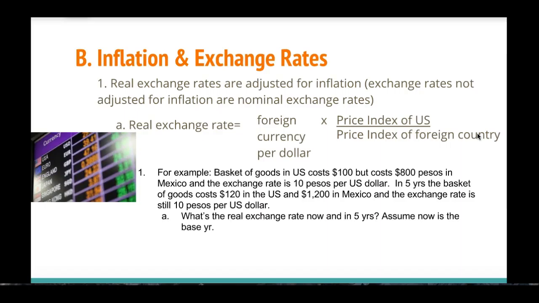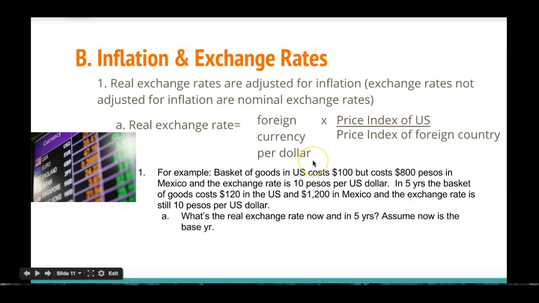Okay, so first of all, for now, we are going to take the foreign currency per dollar. So what's our foreign currency per dollar? Our currency is pesos. So how many pesos per US dollar? You should say 10, right? Because it says 10 pesos per US dollar. So that's going to be our foreign currency per dollar, times the price index of the US divided by the price index of the foreign country. And I also said, assume that now is the base year.